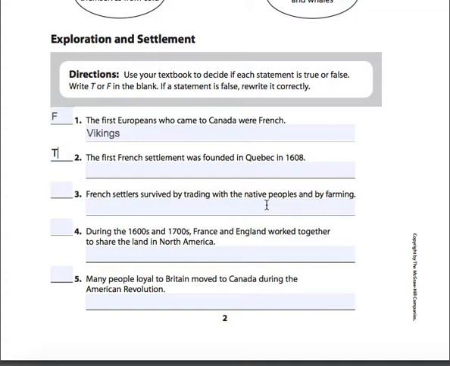Some settlers were priests. They came to Canada to minister to the French settlers who were Roman Catholic. They also hoped to convert native peoples to Christianity. Some settlers farmed. Their crops fed the other settlers. First settlers were traders. Number three is true.